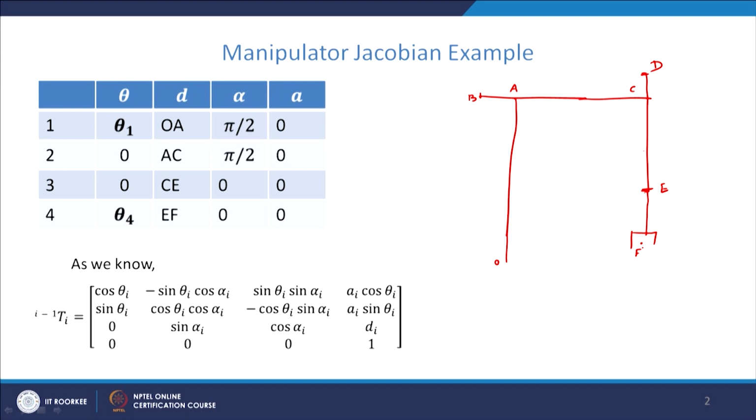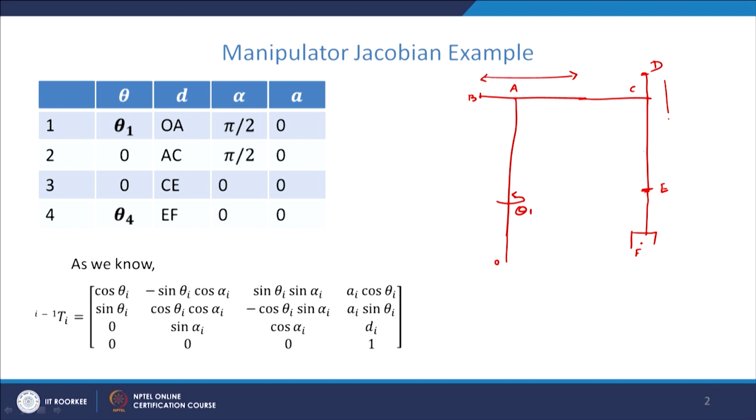In this lecture we will see how to compute the manipulator Jacobian using an example of a robot manipulator. Let us consider the robot manipulator shown in this figure, where the first joint is a revolute joint, that is theta 1, and the second joint A is a prismatic joint. It slides in the forward and backward direction.